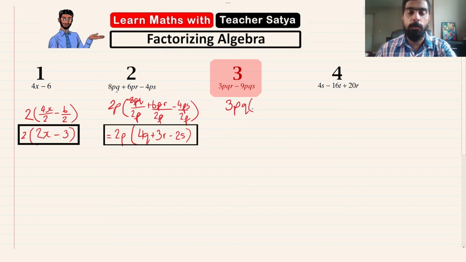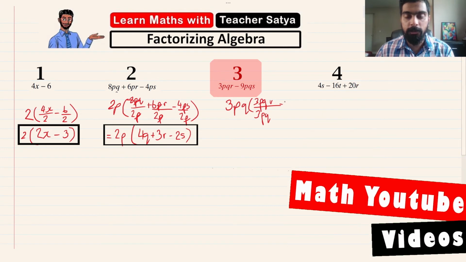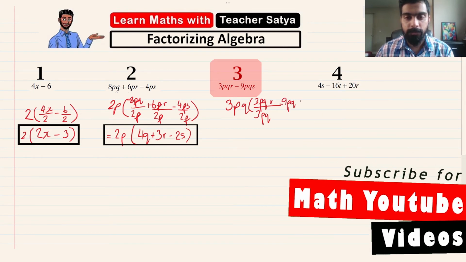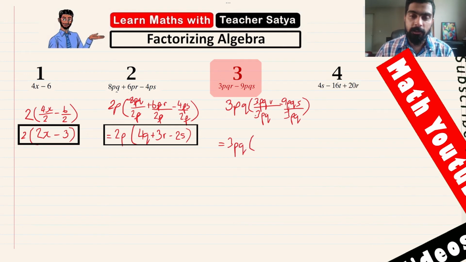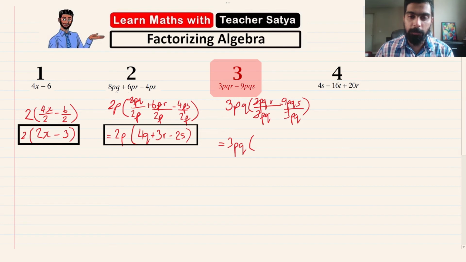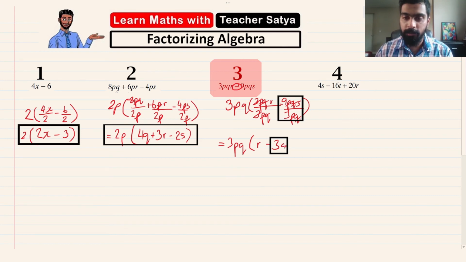Now we go ahead and open the bracket, right guys? Now we divide the terms inside the bracket by the term outside the bracket, similar to the previous question, over 3pq, right guys? Now the final answer is 3pq. Open the bracket, 3 and 3 will simplify each other, pq will simplify each other, so we'll be left with the r. 9 divided by 3 is going to give us 3, but keep in mind that we have a negative here, so we'll have negative 3 here. And p will simplify each other, q and q will simplify each other, so we have r minus 3s inside the bracket.